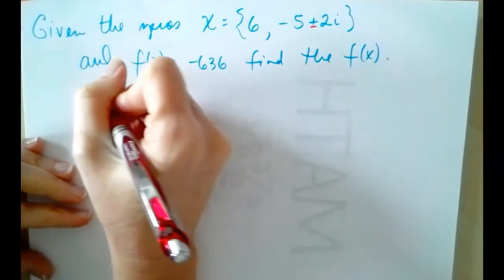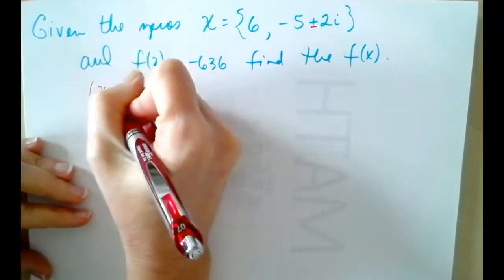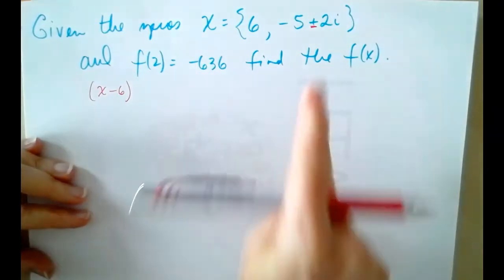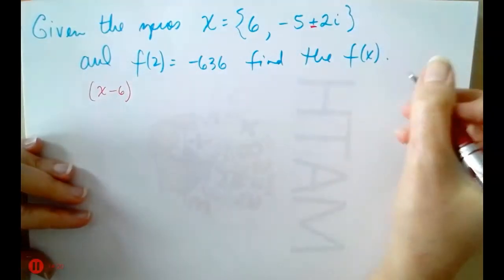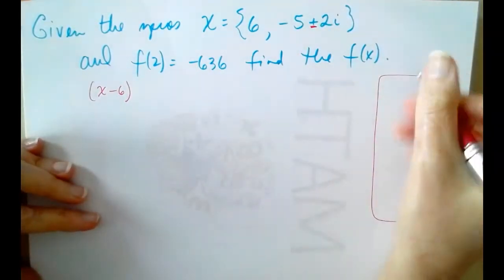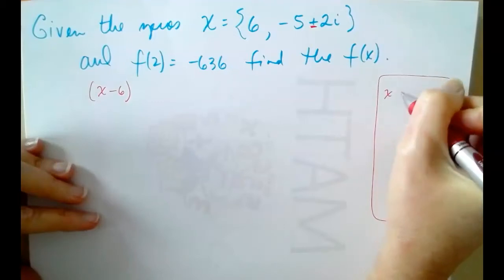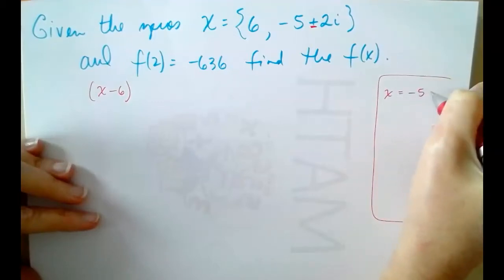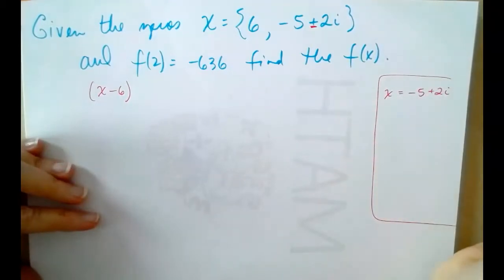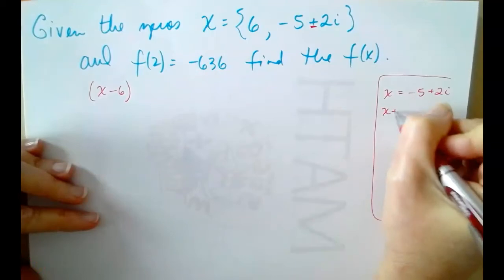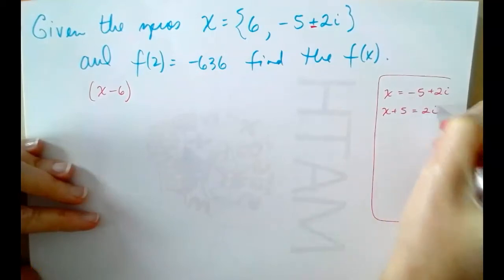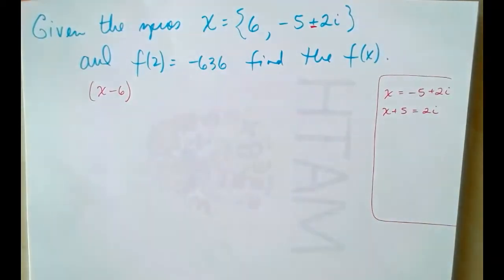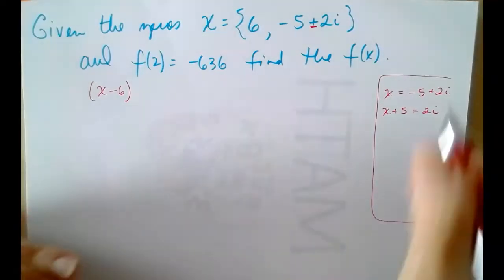So first of all, x equals 6. That translates to x minus 6. Now let's deal with this imaginary friend over here. So if x equals negative 5 plus 2i, then x plus 5 equals 2i. Let's dump that i by squaring both sides of the equation.